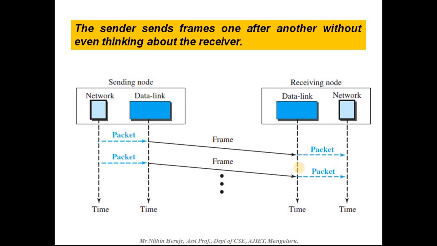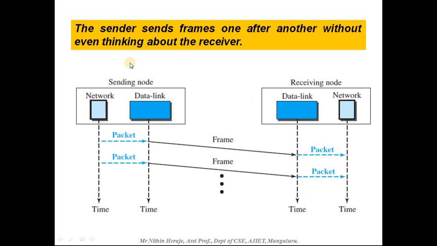So next, let's see how it works. We'll walk through how the data flows from the sending node to the receiver node. So here the sender sends the frames one after another without even thinking about the receiver. So this is the sending node. We have a network layer here, we have a data link layer, this is the receiving node, and this is the data link layer of the receiver node, and this is the network layer of the receiver node.